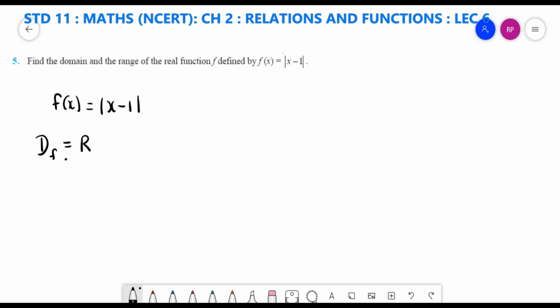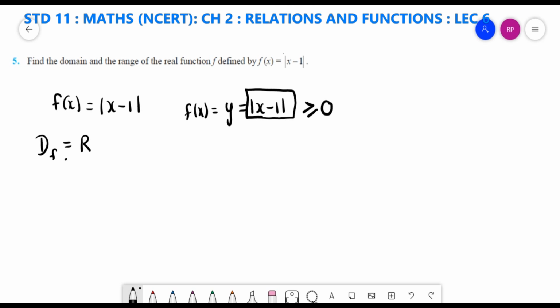Now range of the function. Now see x minus 1. When I take y equal to modulus of x minus 1. What is y? f(x). Now this clearly shows that it is a modulus function, whatever value of x you take, that will always be greater than or equal to 0.